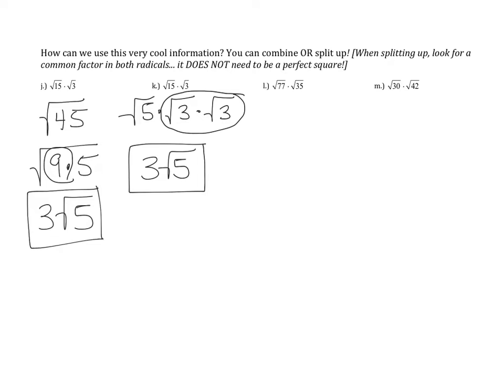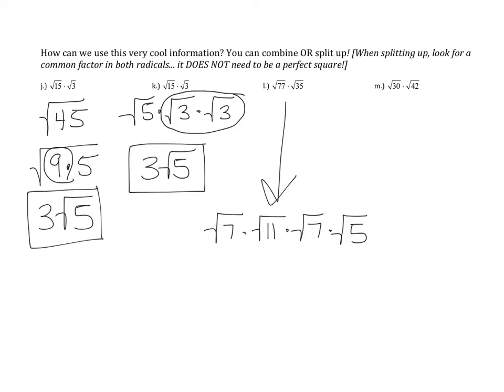So before I multiply 77 and 35 together, I'm going to think, well, is there a number that 77 and 35 have in common, a factor? And the answer is yes, it's 7, right? So I could instead break up the square root of 77 into the square root of 7 times the square root of 11, right? Because 7 times 11 is 77. I could break up 35 into the square root of 7 times the square root of 5, because 7 times 5 is 35.